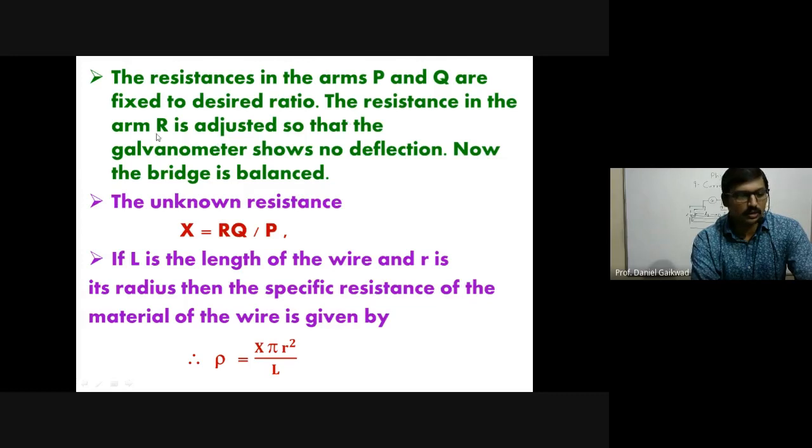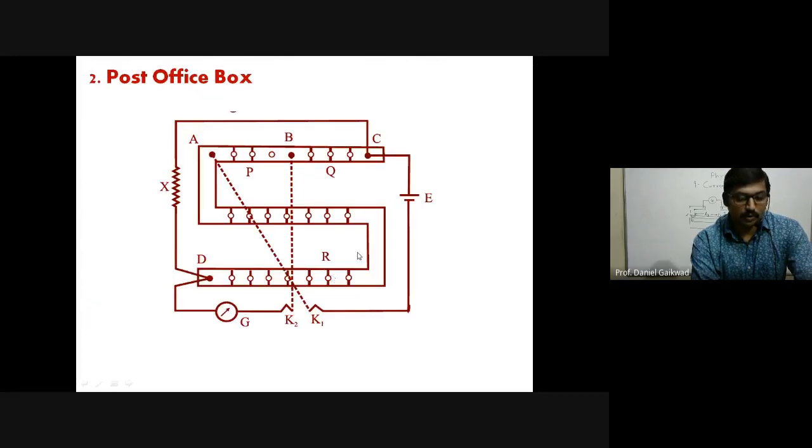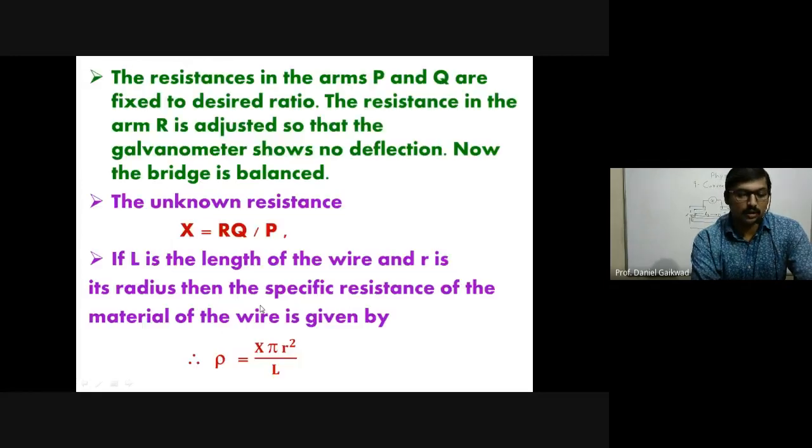The resistance in arm R is adjusted so that the galvanometer shows no deflection. Now the bridge is balanced. We have a number of combinations for R, and R is selected such that the galvanometer shows null deflection. When the galvanometer shows null deflection, that is called the balancing condition, and the bridge is said to be balanced. Now the unknown resistance X is equal to R upon P into Q, or Q upon P into R.